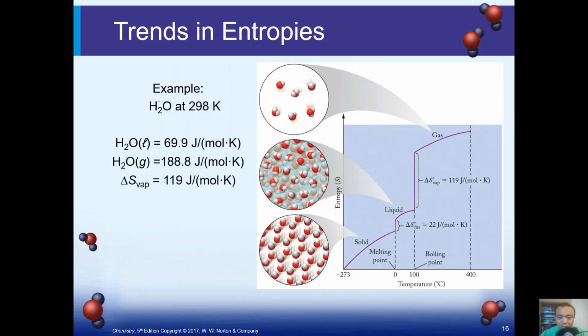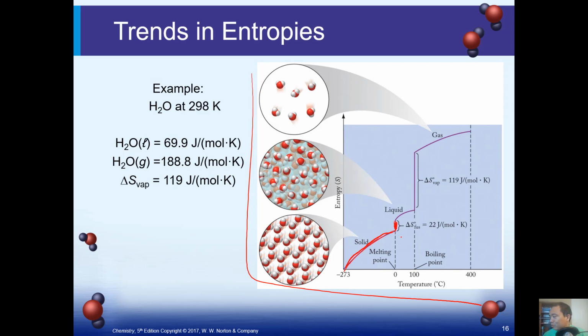These trends in the entropy with phase changes are illustrated in this figure. Note the general trend in the increased entropy as temperature increases for a substance. We emphasize it's in the given phase. So when you increase the temperature in the same phase, the entropy does increase. But when you have a phase change, you see a jump in the magnitude of the entropy.